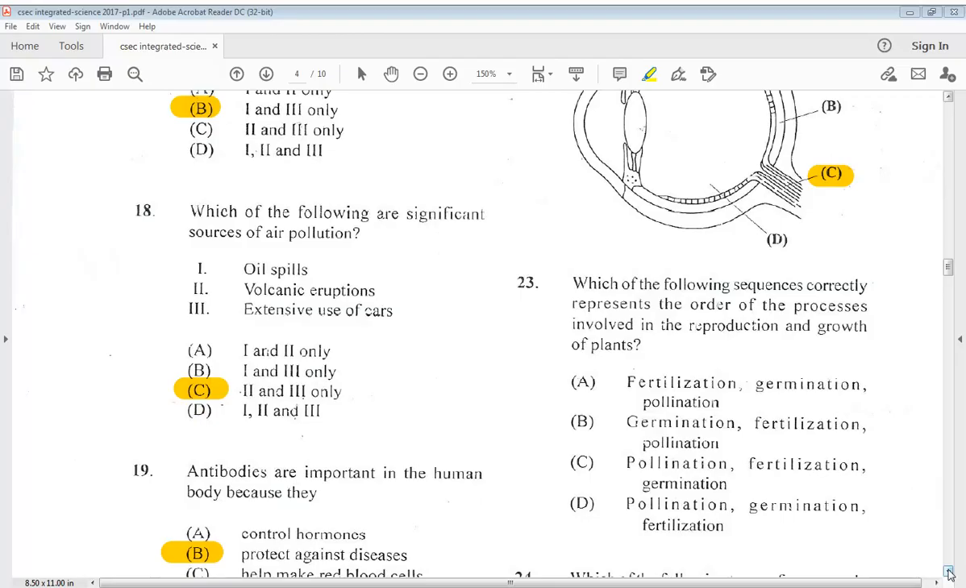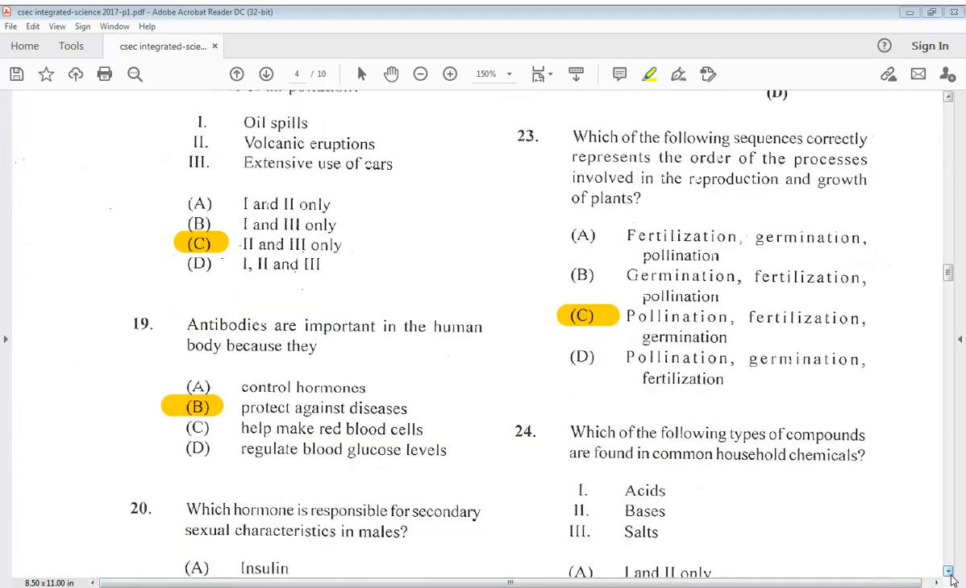23 says, which of the following sequences correctly represents the order of the processes involved in the reproduction and growth of plants? Is it A, fertilization, then germination, then pollination, B, germination, then fertilization, then pollination, C, pollination, then fertilization, then germination, or D, pollination, then germination, then fertilization? So we know the answer is C, pollination, then fertilization, then germination.